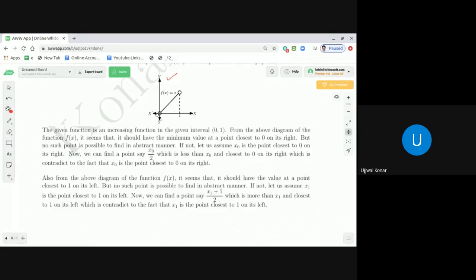And from the above diagram of the function f(x), it seems that it should have the maximum value at a point closest to 1 on its left. Correct? But no such point is possible to find in an abstract manner. You can definitely say that. Why? Because if we assume that x1 is the point closest to 1 on its left, then we can always find another point (x1 plus 1) by 2, which is more than x1 and closer to 1 on its left, which contradicts the fact that x1 is the point closest to 1 on its left. Correct now?